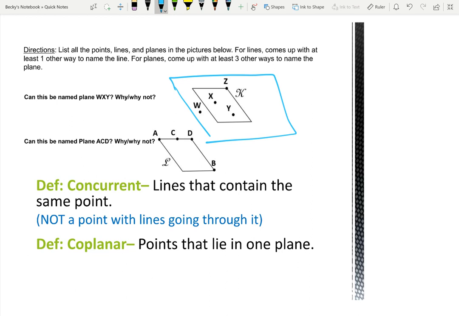So can you name it WXY? Yes, of course you can. And why? Because, let's use our vocabulary words, they are non-collinear, and they're all three in the plane. So they are non-collinear, and they're contained within the plane.